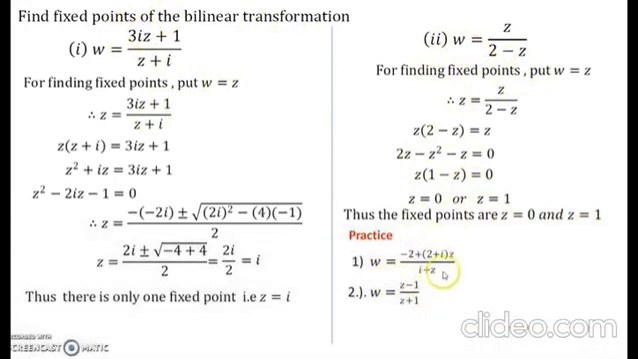So you yourself practice these two problems. W is equal to (minus 2 plus i) into Z by 1 plus i, and W is equal to Z minus 1 by Z plus 1.